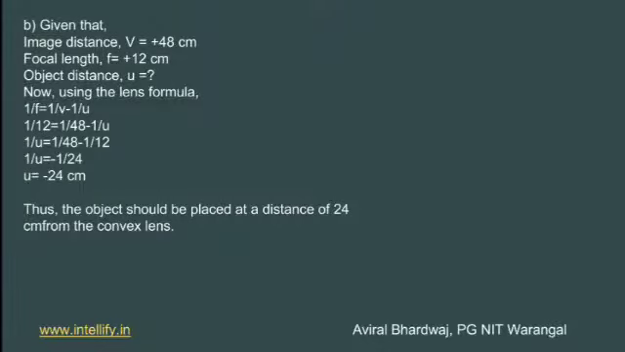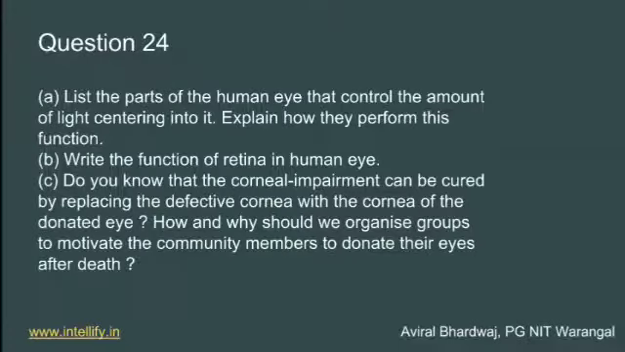Confirm that it is a convex lens. Next: this is a part of the human eye that controls the amount of light entering it. Explain how it performs this function. Second, write the function of the retina in the human eye. Third, do you know that corneal blindness can be corrected by replacing the defective cornea with the cornea of a donated eye? How and why should we organize a group to motivate community members to donate their eyes after death?